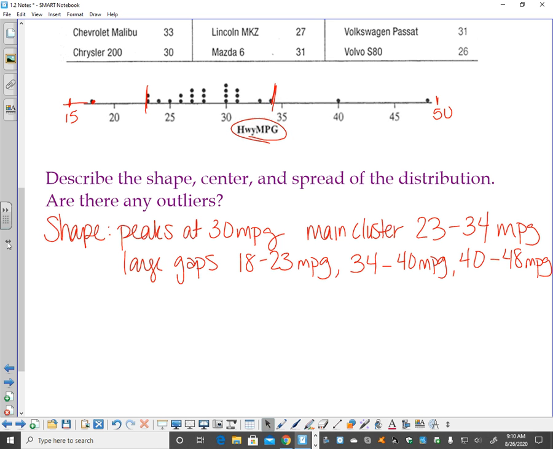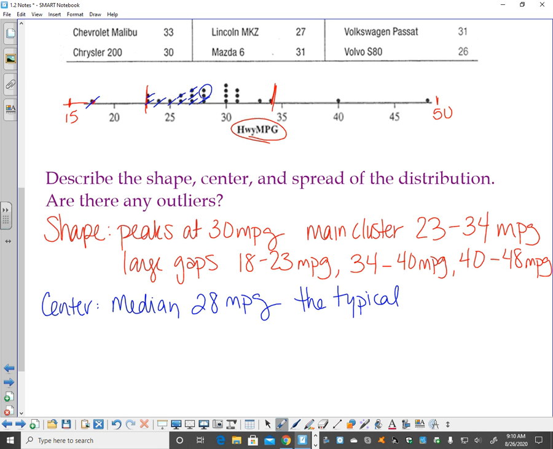Okay, so now let's go center. They said there was 24 models. So in between the 12th and the 13th is the center. So I'm going to say the median. And I'm just going to count 1, 2, 3, 4, 5, 6, 7, 10, 11. There's 12 and 13. So that one is 28. So then I'm going to say the typical.